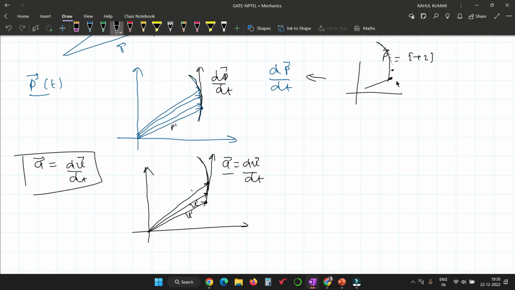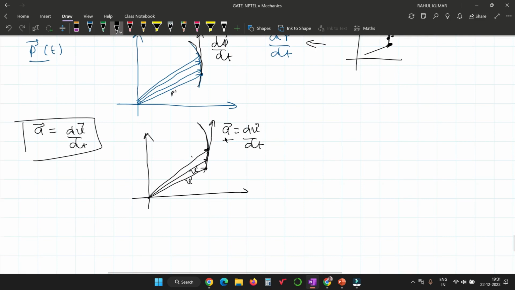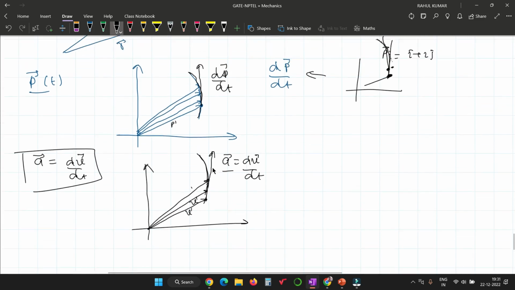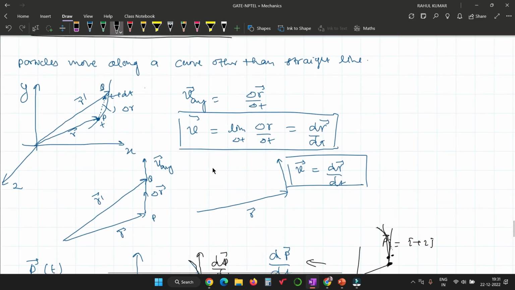Now you want to determine the direction of dp by dt at this time. You have to do nothing, just draw a tangent at this point. Now at this other time, you have to draw the tangent like this. That's what I am trying to say. But here you do not have to confuse. I'm not saying that acceleration is tangential to the path, because this is not the path. But definitely velocity is tangential to the path.